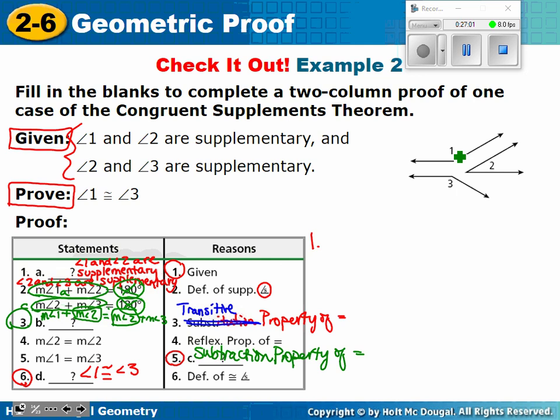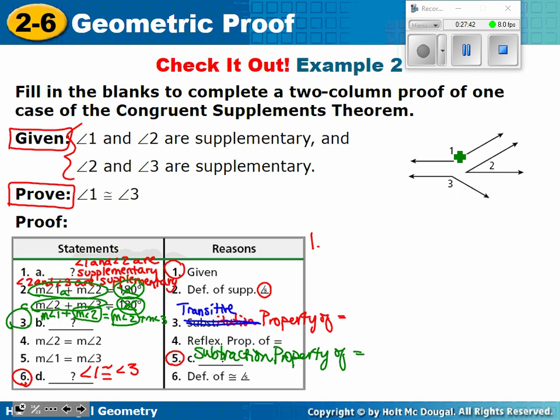And then this last step is super important, so don't skip over it. You're going to have to do this a lot. If their measures are equal, what tells me that the angles are congruent? The definition of congruent. Remember that we said, not last class, but the class before, all definitions are biconditional. So that means that these can go in either order. There is not a definition of equality. We have not talked about definition of equal. It is the definition of congruent.